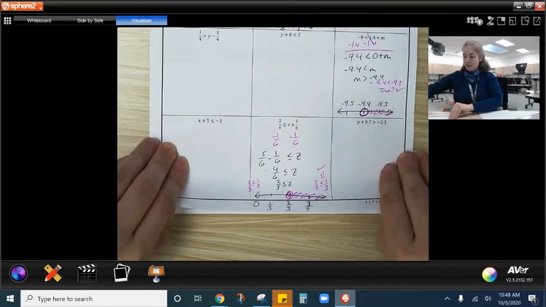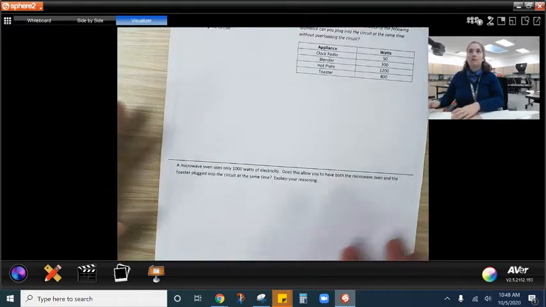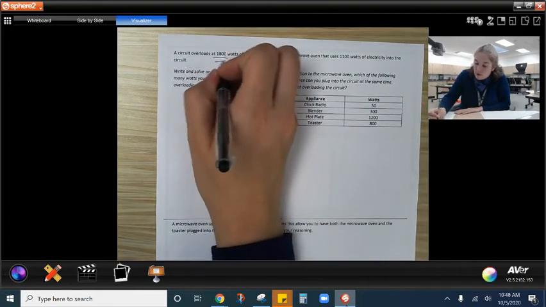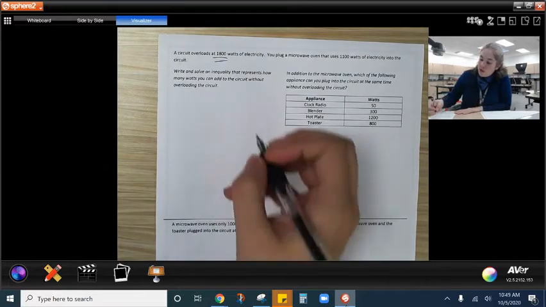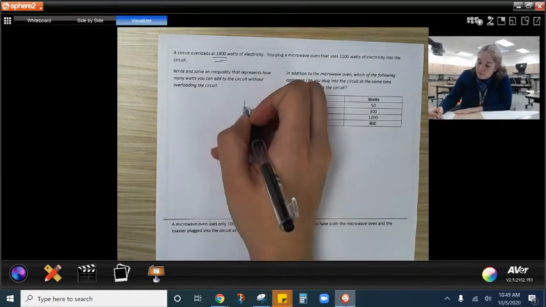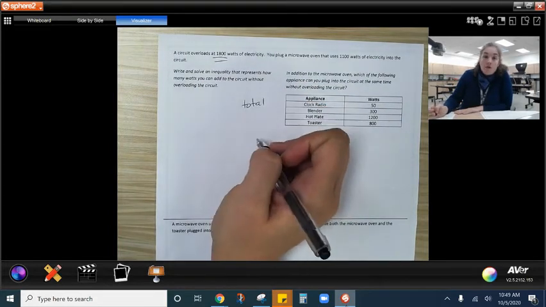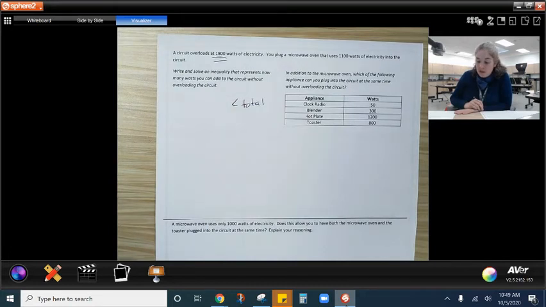Let's take a look at a word problem. So a circuit overloads at 1800 watts of electricity. You plug a microwave oven that uses 1100 watts of electricity into the circuit. We want to write and solve an inequality. Well, we know that our total watts cannot be more than 1800, right? So that means it can be less than 1800.